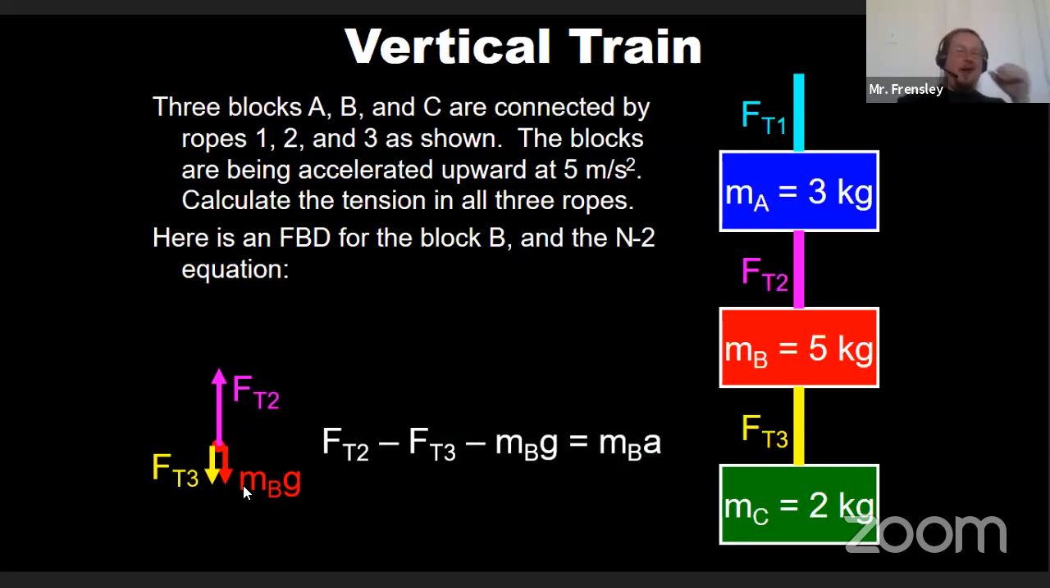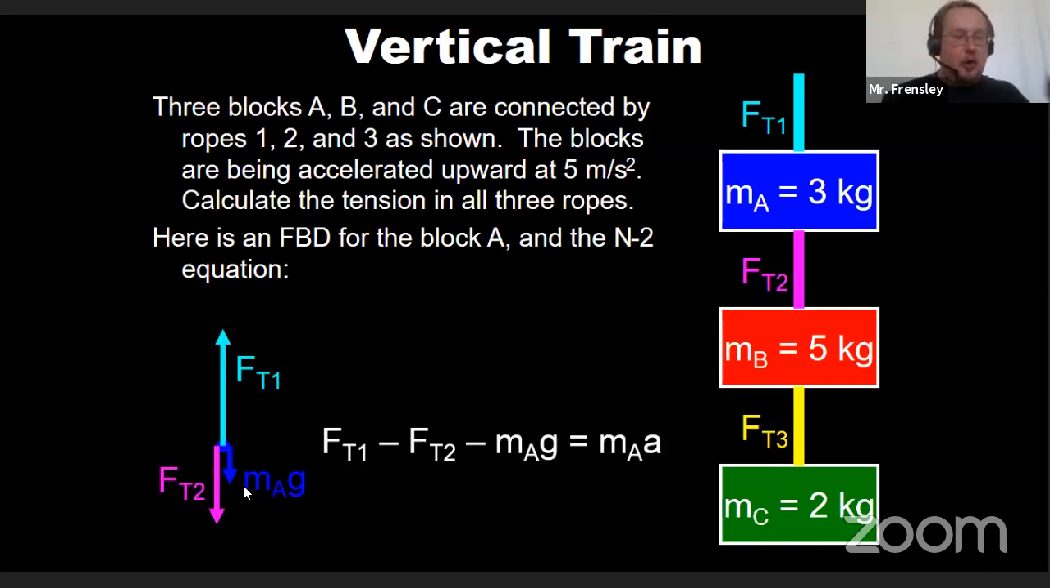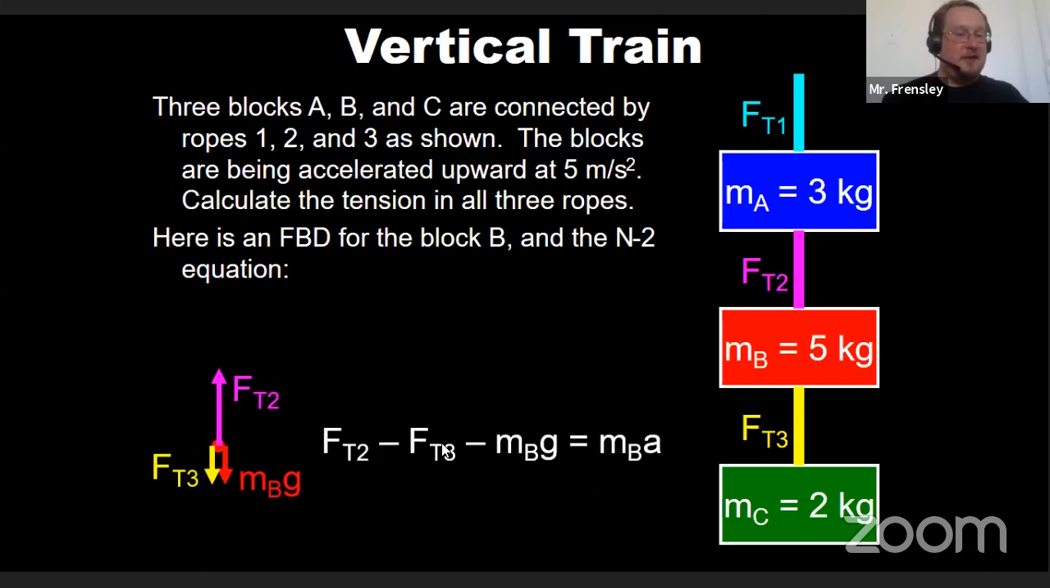Okay, so why do I not like looking at block A and block B? I don't like block A and block B because they both have 2 unknowns. Go back and you'll see that tension 1 and tension 2, I don't know. That's an equation with 2 unknowns. Tension 2 and tension 3, I don't know. That's an equation with 2 unknowns.